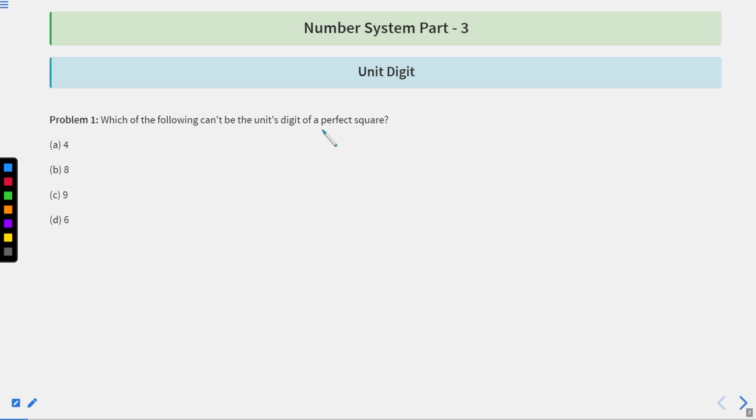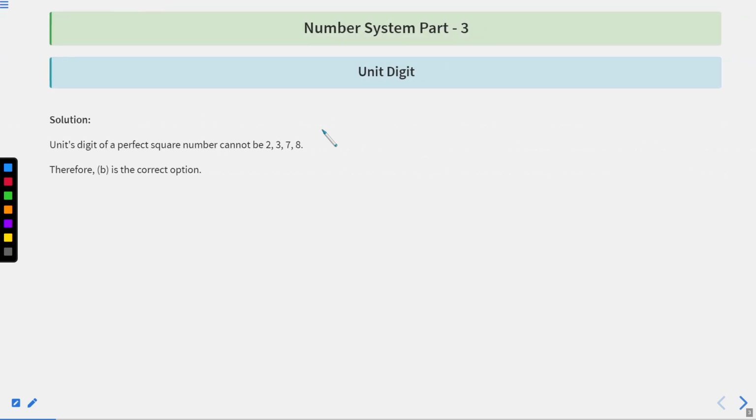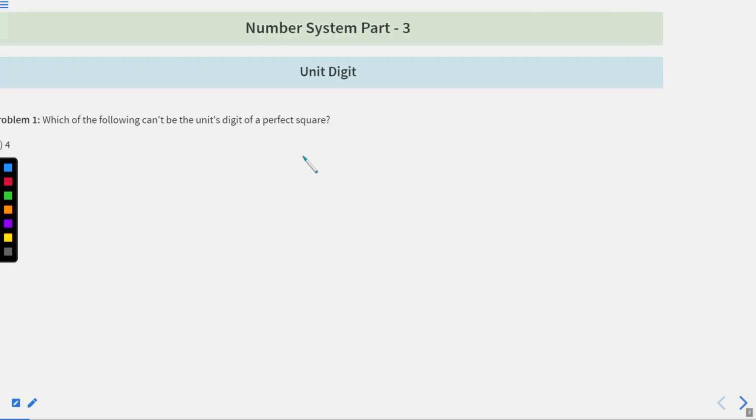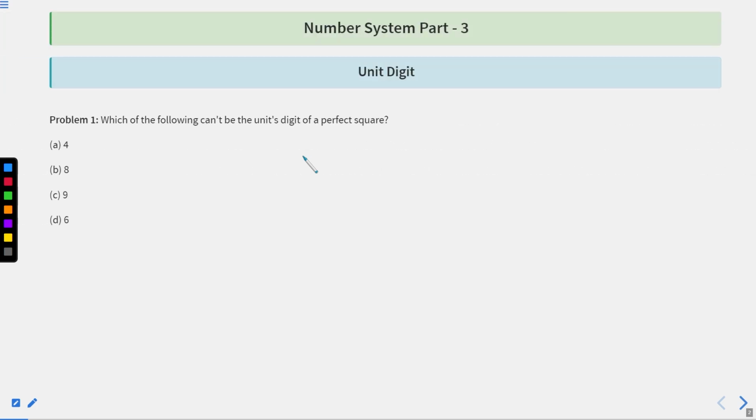So let's see the solution to the problem. It's quite simple. Unit digit of a perfect square cannot be 2, 3, 7, 8. So option number B is correct. You just have to remember this, that these numbers cannot be the unit digit of a perfect square. Okay, so option number B is correct here.